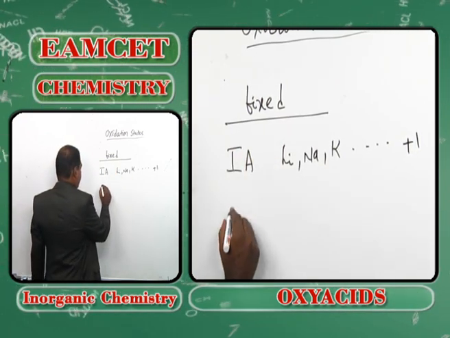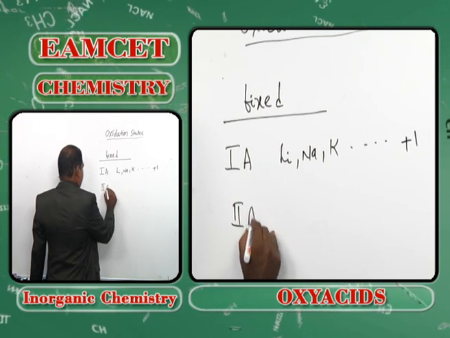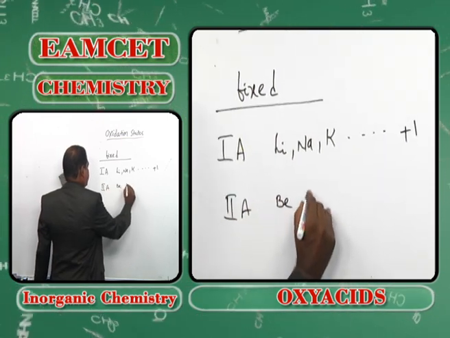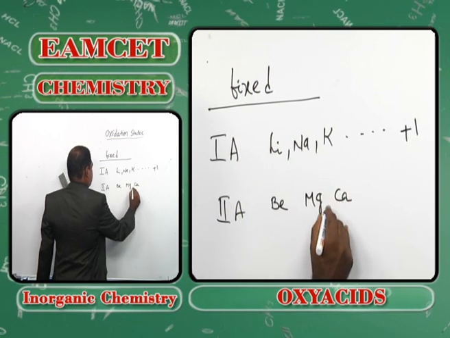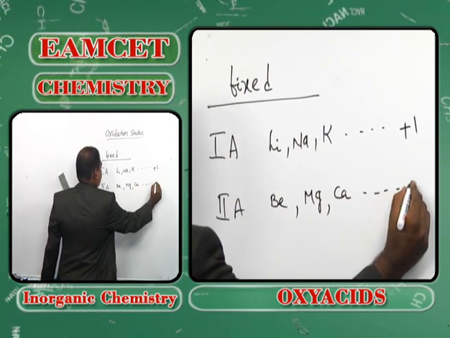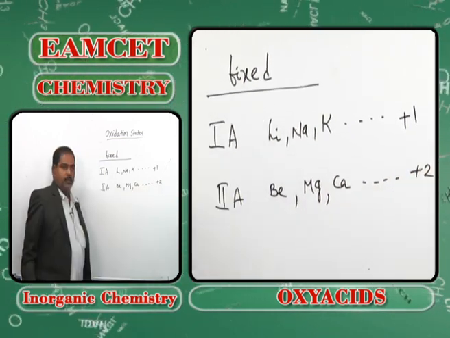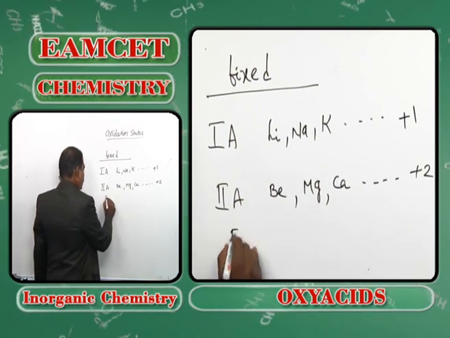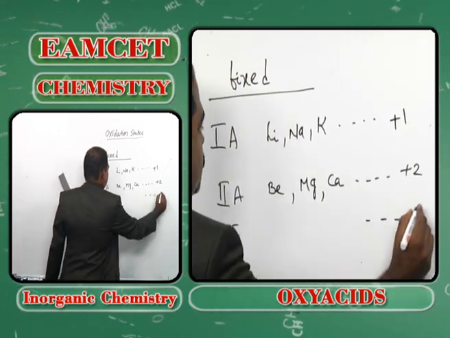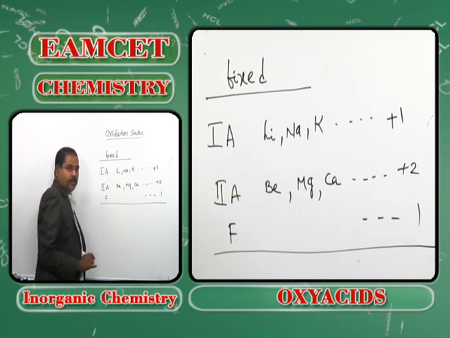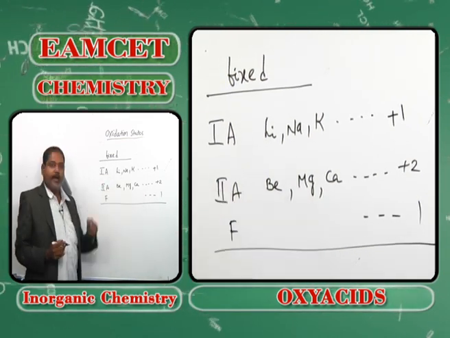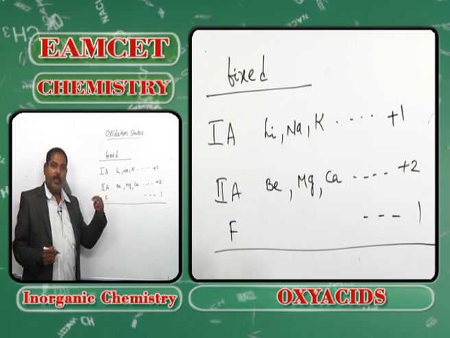And elements of 2A, beryllium, magnesium, calcium, strontium, barium, radium, they always have +2. And fluorine is always -1 as its oxidation state. So, with other elements, you can have any oxidation state.